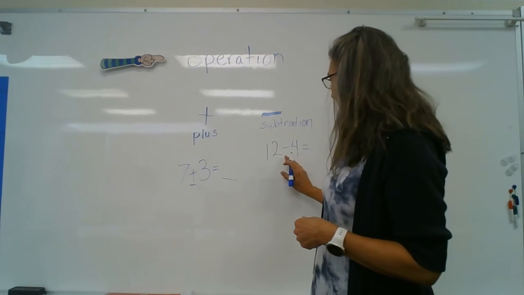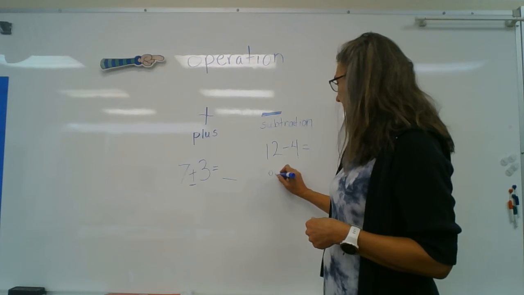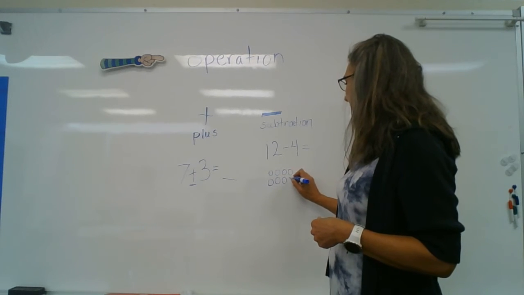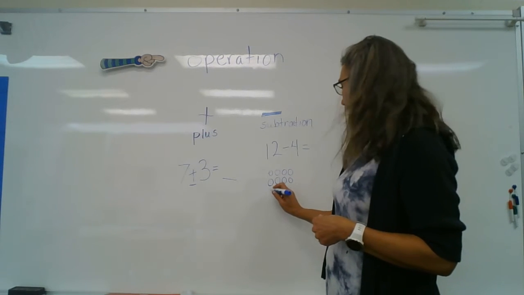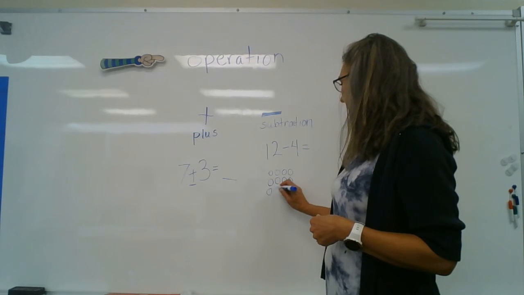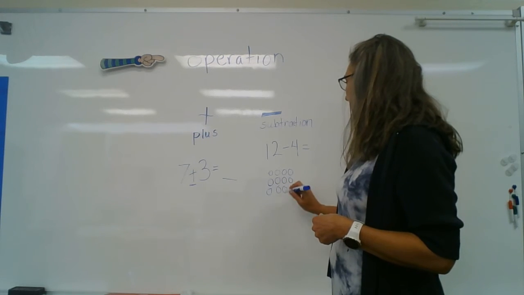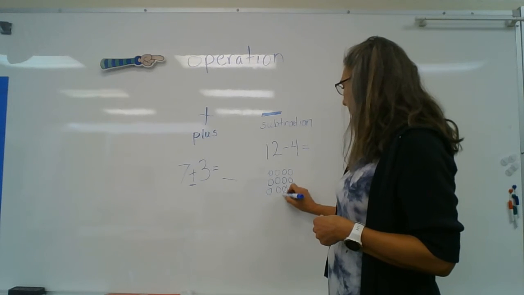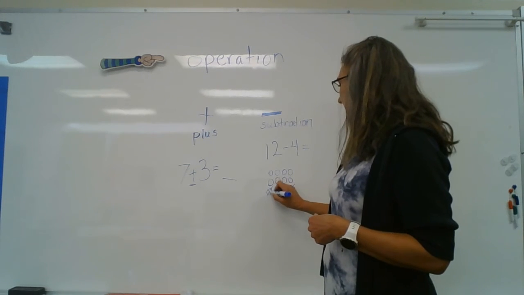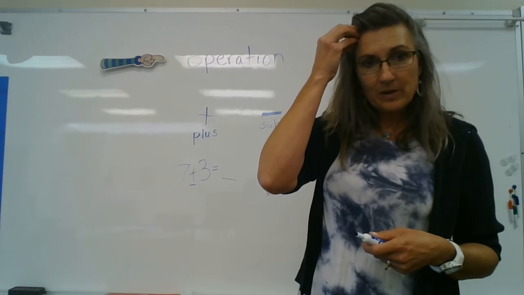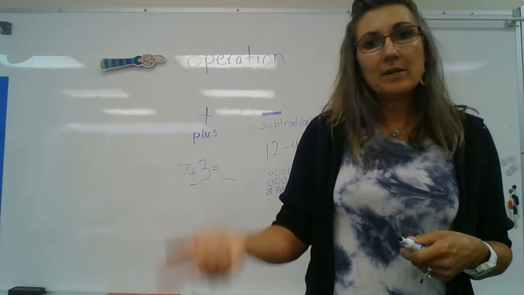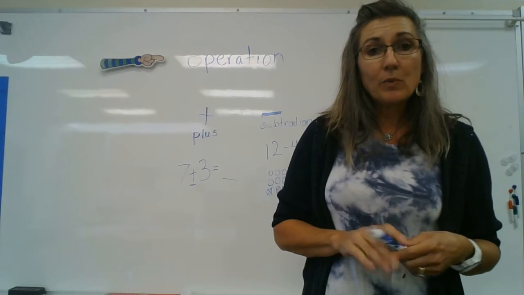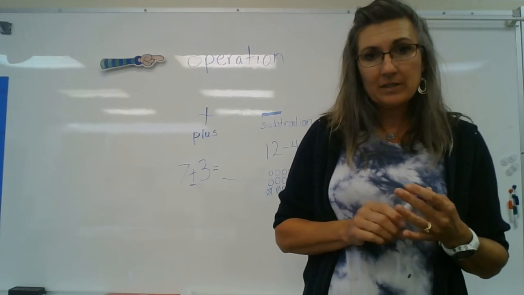So we have 12 things, and I saw a lot of you drawing out your counters as a strategy, which was good. So there's 8, 9, 10, 11, 12, and I'm going to take away 4. A lot of you were crossing them out. I know a few of you were putting the 12 in your head and then counting back. Those are all good strategies, and we're going to keep working on them and do some more lessons with them.